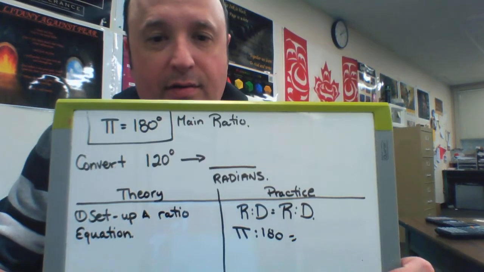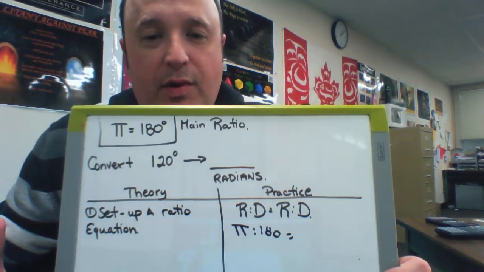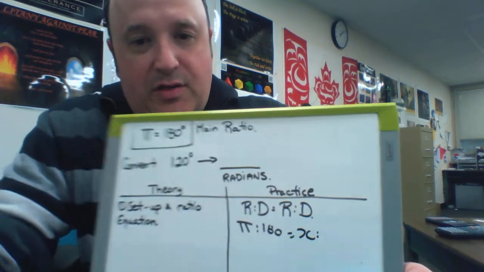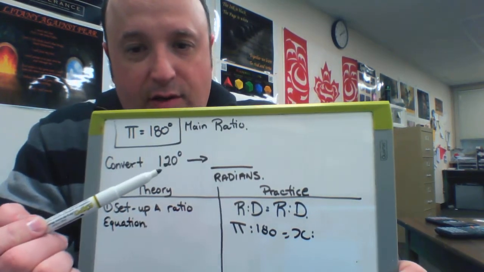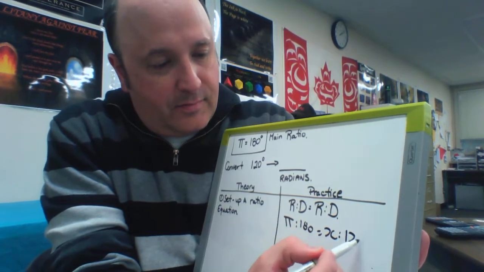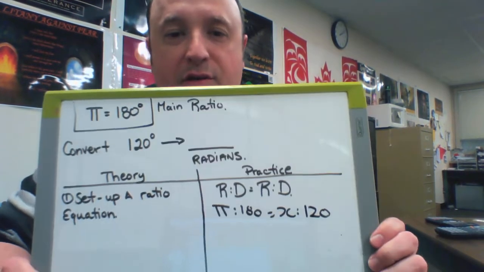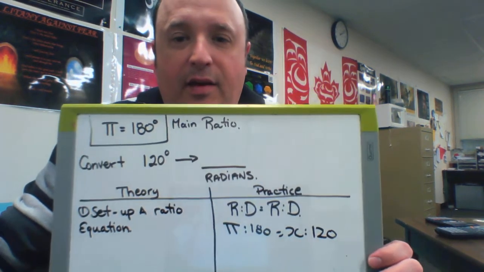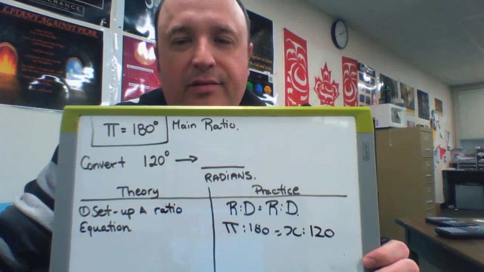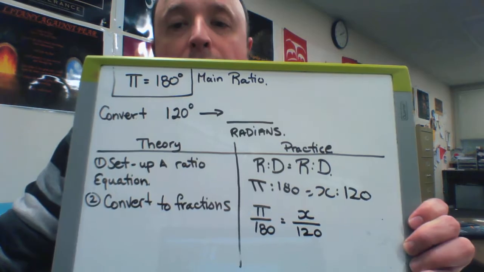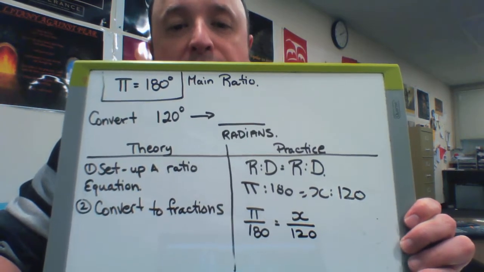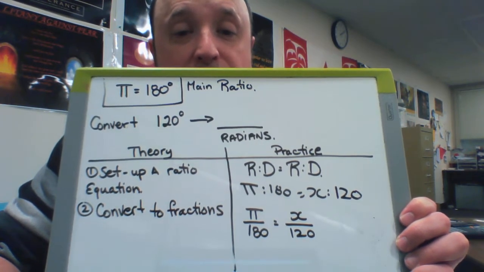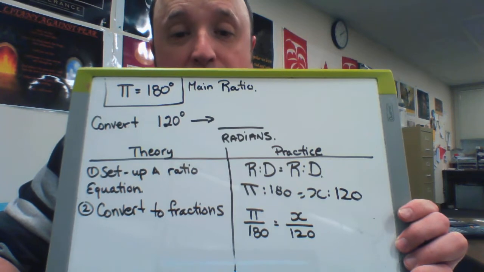Okay, that's that part. And then the second part is, I don't know what the radians is. I'm asked to find that. That's my x value. And I know that I've been told to find it for 120 degrees. So there's my ratio equation, and from there I convert to fractions and solve. Now, the solving part is a little bit tricky, and I'll talk a little bit about that in a moment. Right, so I've converted it from its ratios to its fractions, and now I have x divided by 120 over there, so I have to times both sides by 120.